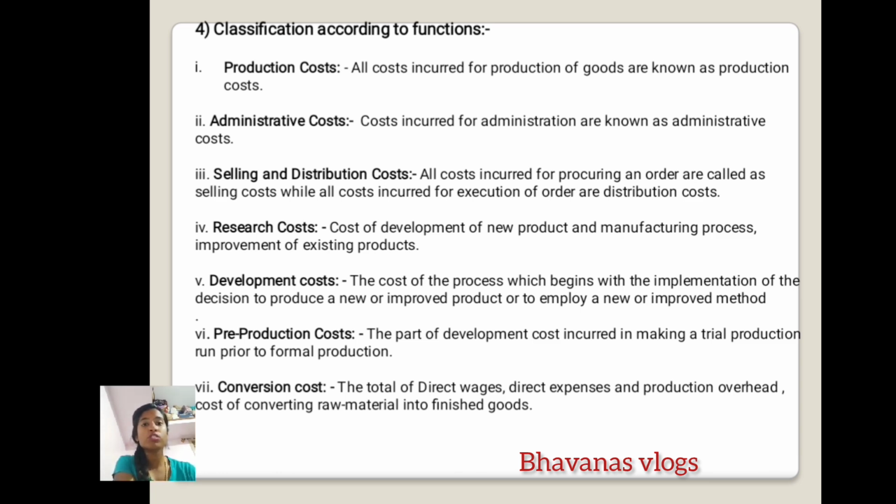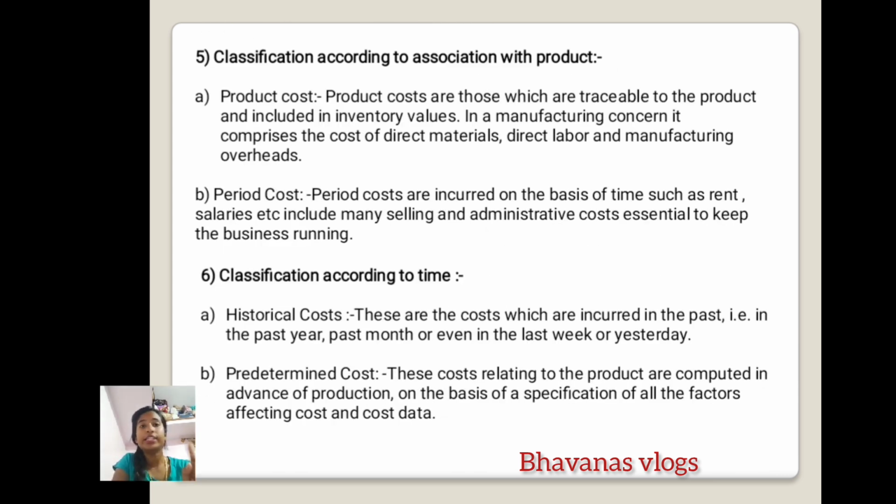Next one was conversion cost, the total of direct wages, direct expenses, and the production overhead cost of converting raw material into finished goods. The cost that occurs to convert raw material into finished goods is known as conversion cost. And next is the fifth classification, classification according to the association with the product. Under this we have two types, production cost and period cost.